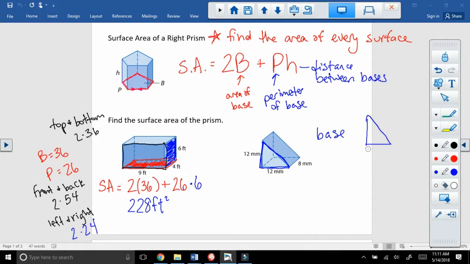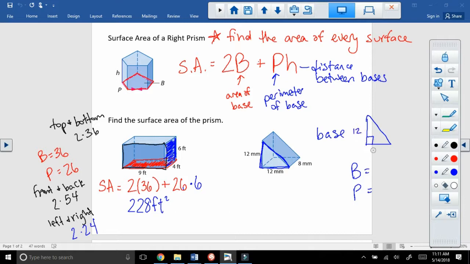So usually if it's not a rectangular prism, rectangular prisms are pretty easy. You guys have been doing those for some time probably. If it's not a rectangular prism, I like to draw the base out separately and find the area and perimeter of that base separately and then plug those into the formula. So what are the dimensions of that base?